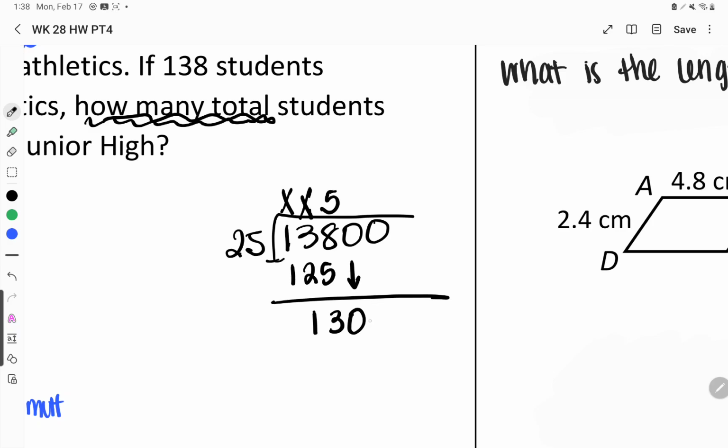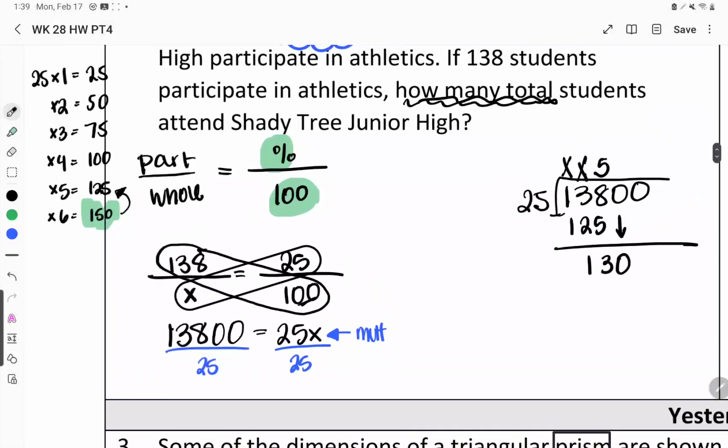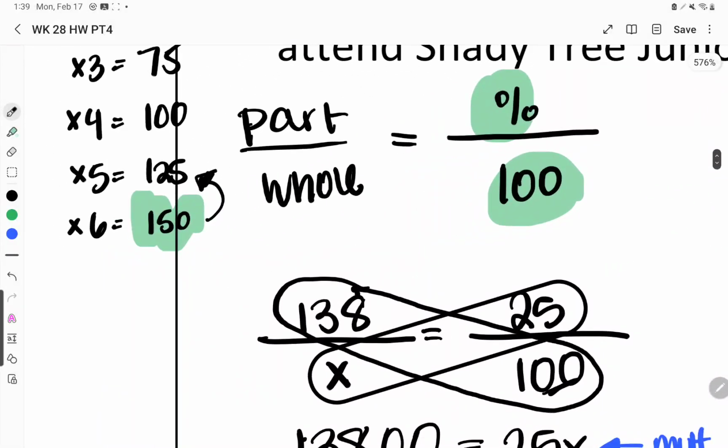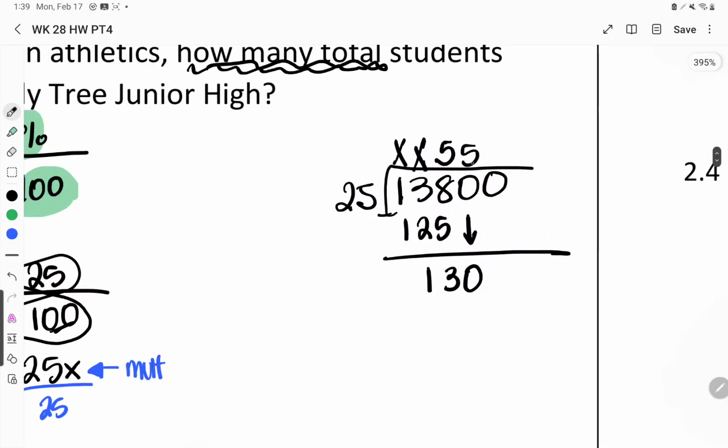Drop down that 0. Now I have, how many times does it go into 130? So I come back over here and I say, okay, how many times would it go? Well, once again, 150 right here is too big. So I have to go back. And so how many times does it go in? 5. So I have 25 times 5, which once again is 125. Subtract, and that gives me 5.